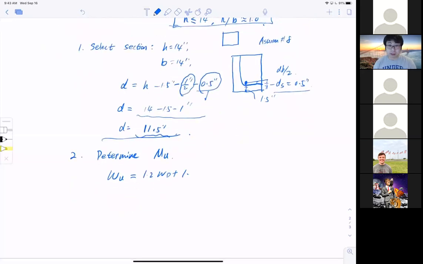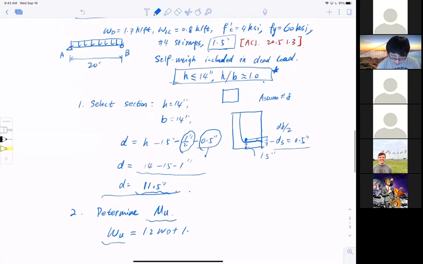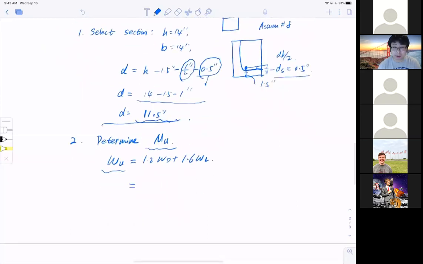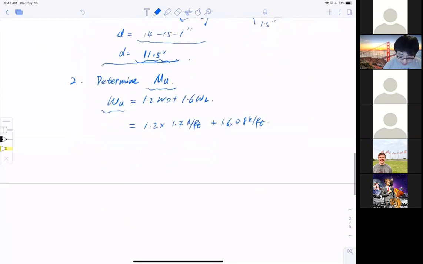All right, anyhow, let's get back to the applied moments. Before I get Mu, I need my distributed load. So omega u equals 1.2 dead plus 1.6 live. The dead load is 1.7 kips per foot, and the live load is 0.8 kips per foot. I got a total applied load equal to 3.32 kips per linear foot. That is the total distributed load.